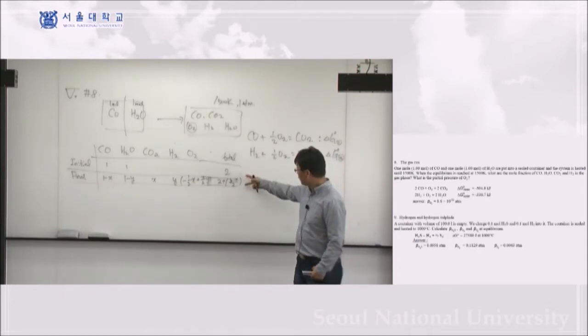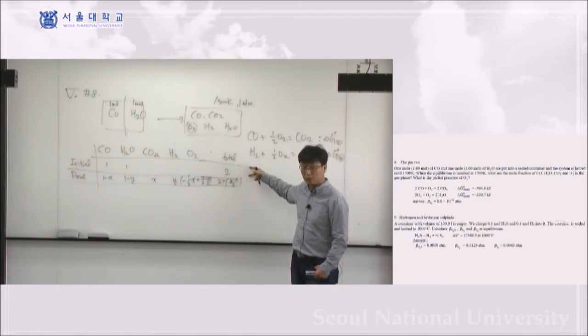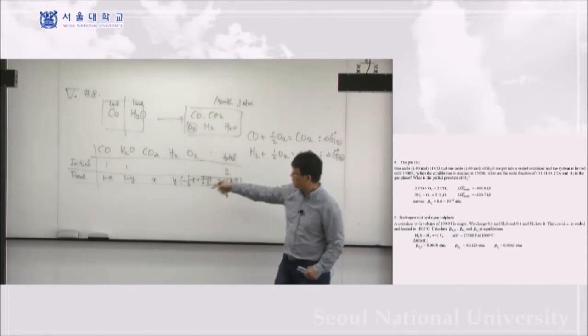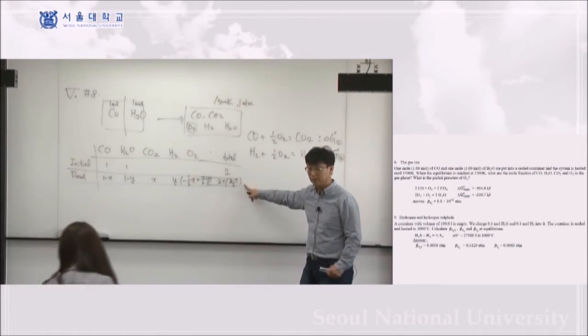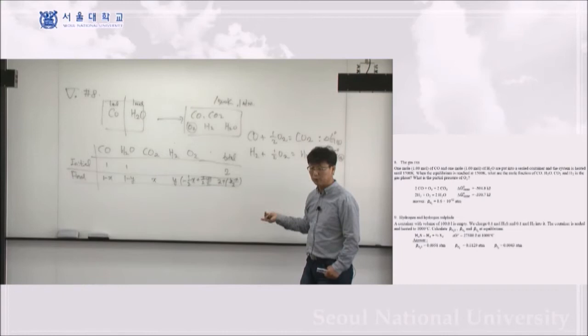So why I'm doing this is, in some cases, if you want to calculate the partial pressure of each phase, you have to know the total moles of the gas phase. And then you have to divide the moles of each gas species by the total number of moles of gas species. That's the mole fraction of each gas phase, and then you have to multiply this with the total pressure. So if you want to really do it correctly, you have to consider this too. Okay?